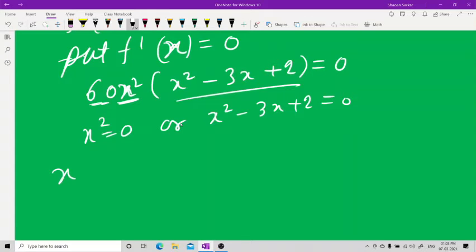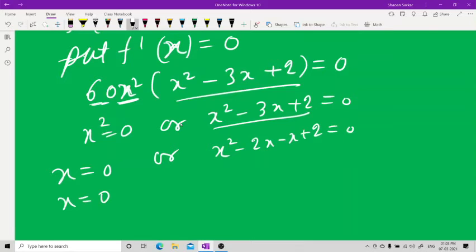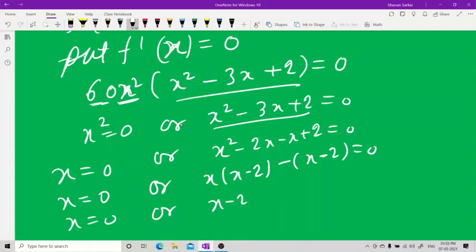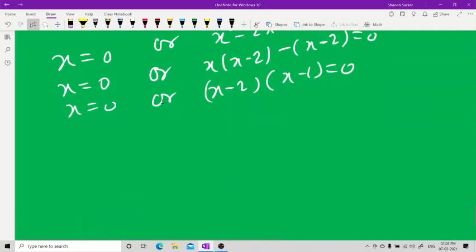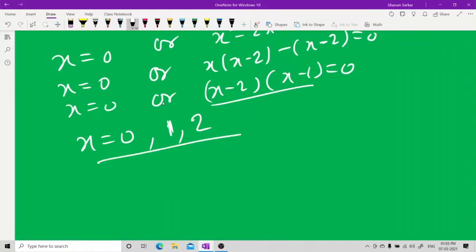तो from here either x is 0 or split this, x square minus 2x minus x plus 2 equal to 0. So x equal to 0 or (x minus 2)(x minus 1) equal to 0. So the points are where you have to check. The points are x equal to 0, 1 and 2. You have to check in these points.